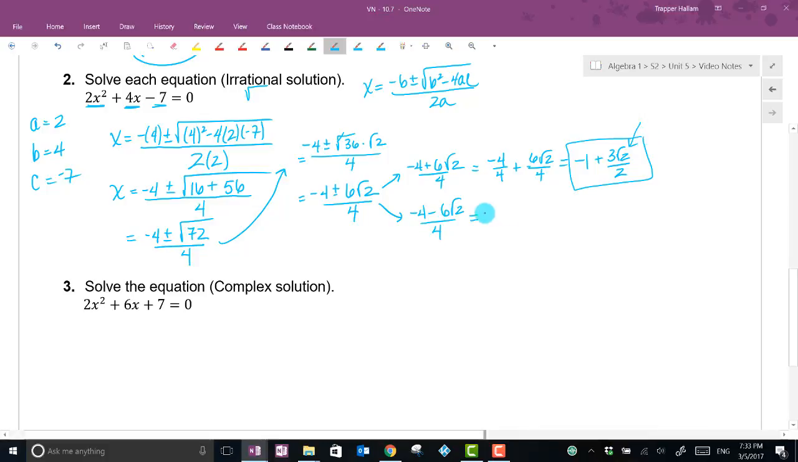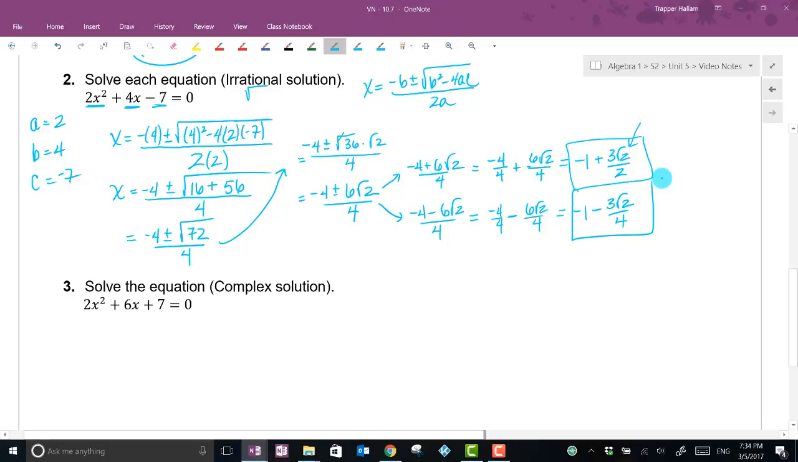So let's clean this one up as well. We're going to split it up into its two numerator parts. So we're going to get negative 4 over 4 again. This time we're going to have subtract, and we're going to have that 6 square roots of 2 over 4. Or that's going to turn into negative 1 minus 3 square roots of 2 over 2.